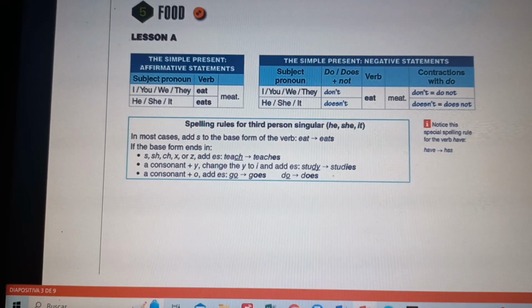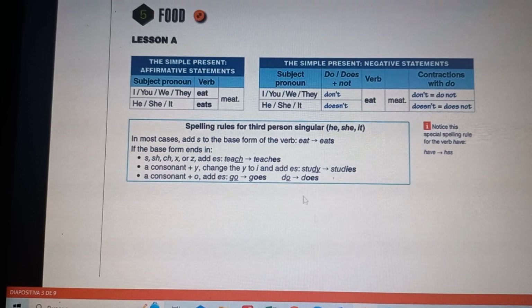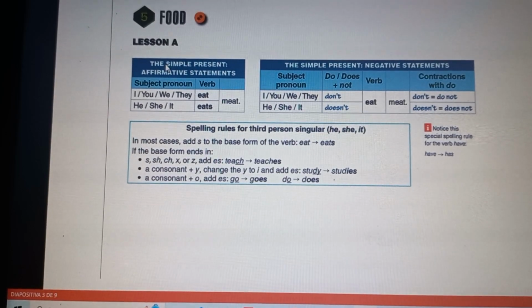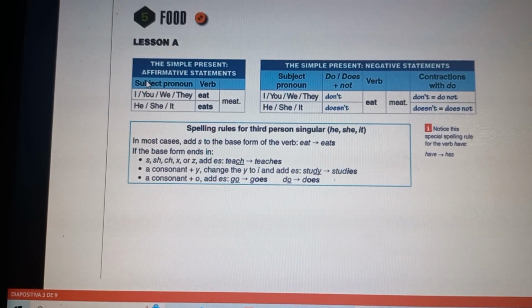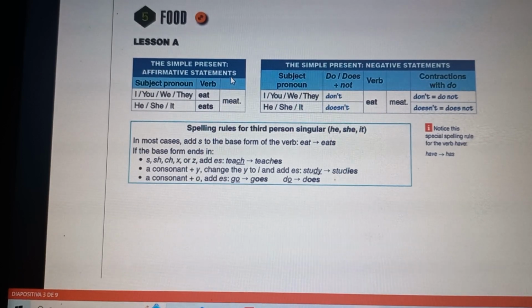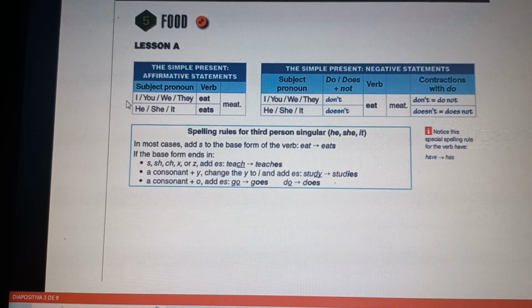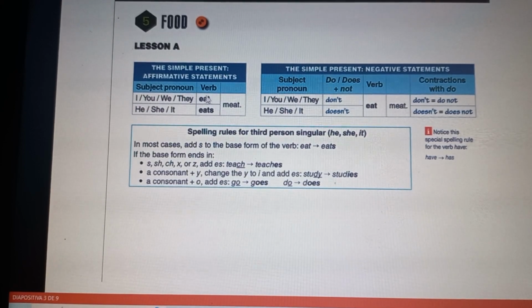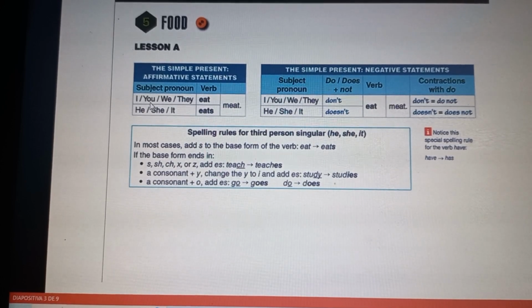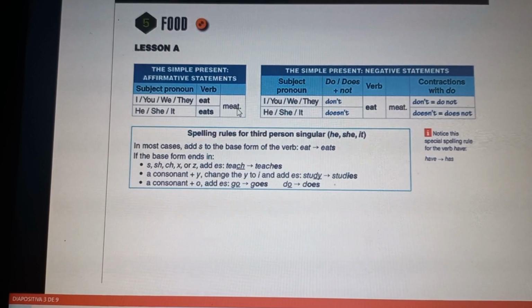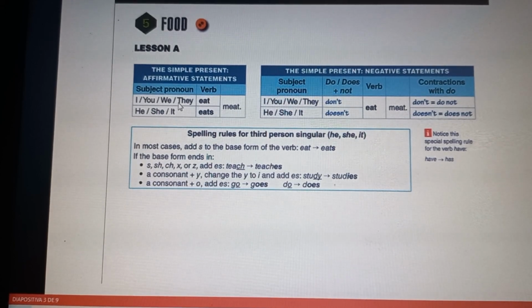Now we are going to continue with the grammar part. In this part we have the simple present affirmative statements. Also, we have here the subject pronouns I, you, we, they, and a verb, eat, and also the complement, meat. We can form a sentence. I eat meat. You eat meat. They eat meat, or we eat meat.